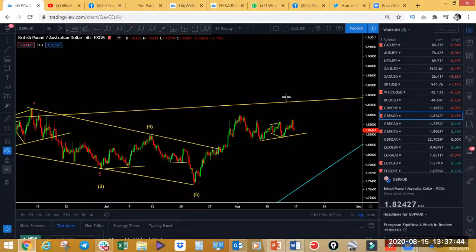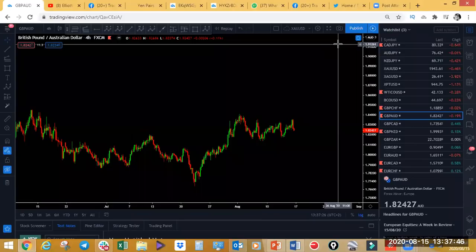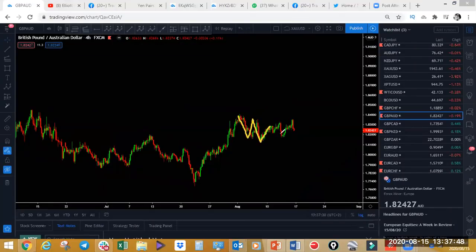Let me switch off here so you can see the structure clearly. This is a 1, 2, 3 down. This is a 1, 2, 3 up. Now we're looking for another 1, 2, 3 down. That's a WXY corrective structure that we're looking at here. This and then upside. That's what I'm looking at.